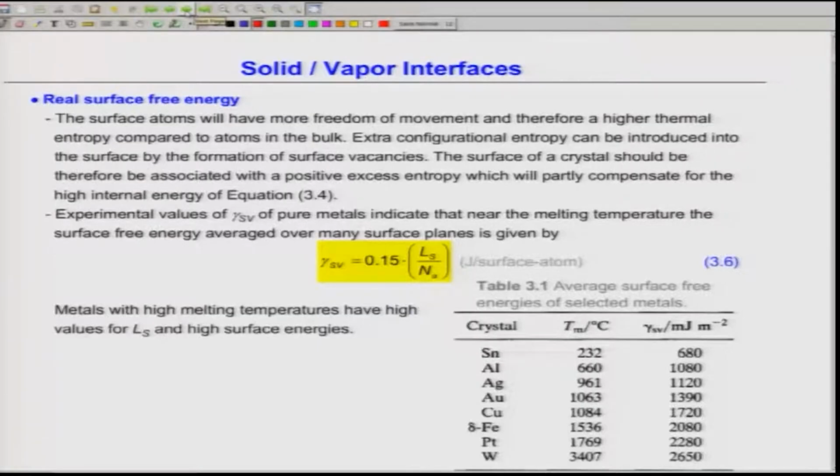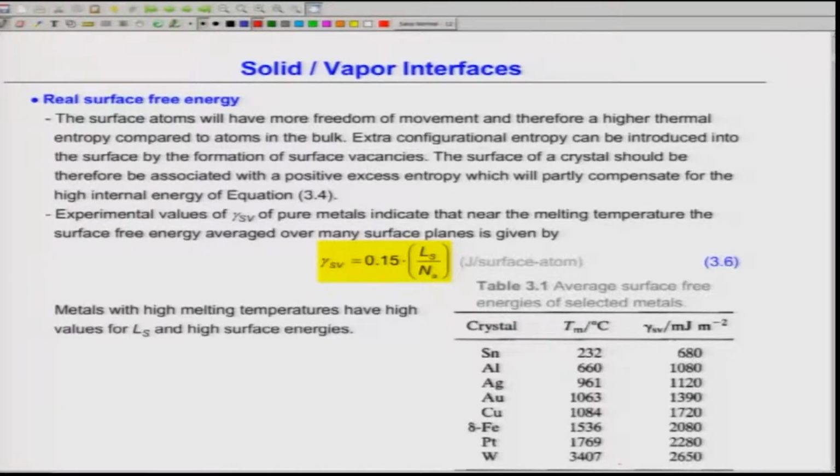If you see clearly, this value is already given, again taken from the literature, for tin, aluminum, silver, gold, copper, delta iron, platinum and tungsten. So you have basically FCC and BCC, and tin is BCT, and depending on the melting temperature the values of the solid-vapor energy will change. Tin has the lowest melting temperature here, 232 degrees Celsius, so it has about 680 millijoule per meter square as the solid-vapor surface energy.